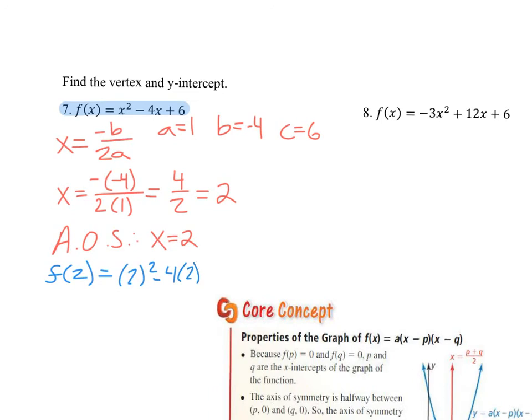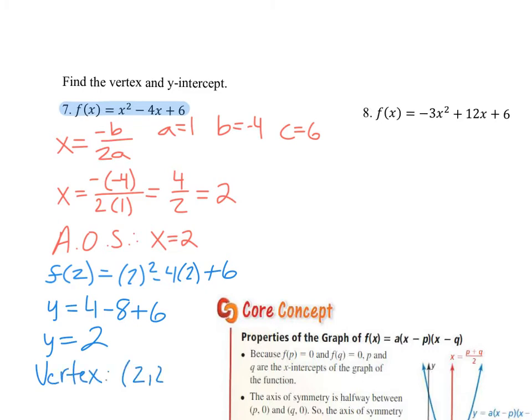Sorry about moving that, guys. Plus 6. And so that gives me my y value, because f is a fancy way of saying y. That gives me 2 squared is 4, minus 8, plus 6. And so y officially is going to be 2. So your vertex is going to be 2, 2. So let's go ahead and write that. Vertex is 2, 2.